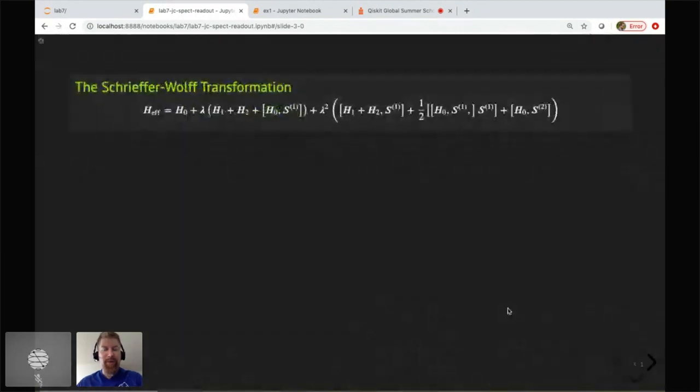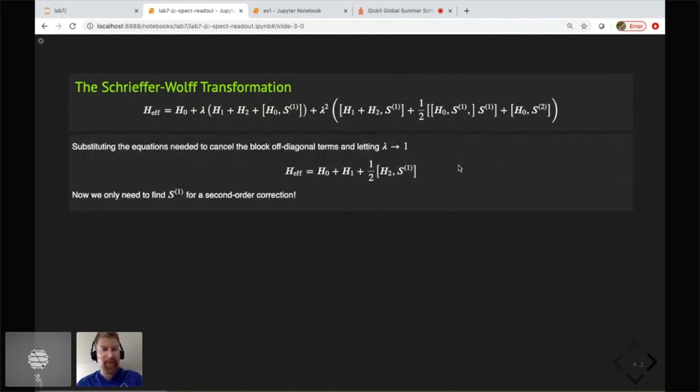So moving on, we can take those equations and go back to our effective Hamiltonian that we wanted to expand and just make the substitutions and let lambda go back to one because we don't need to keep track of the order anymore. And we see that we actually get something that's relatively easy to calculate. It's just taking the H2, which was the perturbative part that was block off-diagonal, and replacing it with 1/2 times the commutator of H2 with the first order term of the Taylor expansion of S. So all we need to do now is find this S1 term for our second order Schrieffer-Wolff transformation. And this is what we'll do.